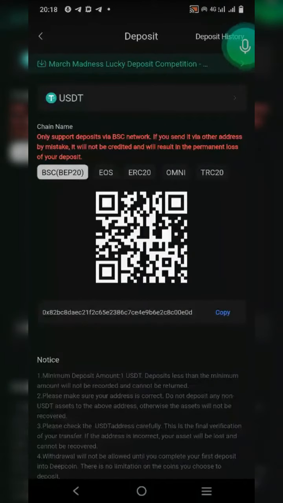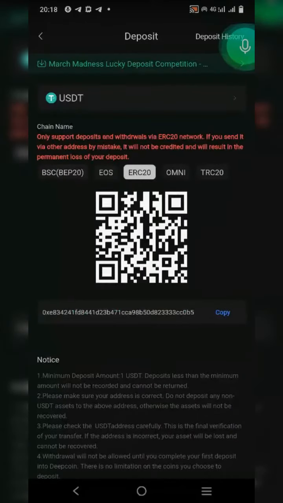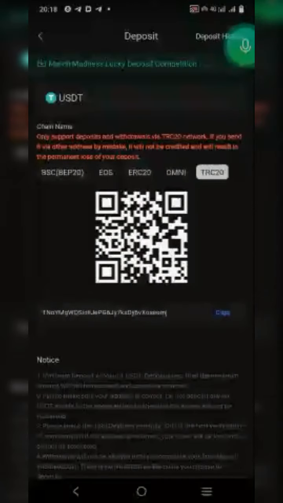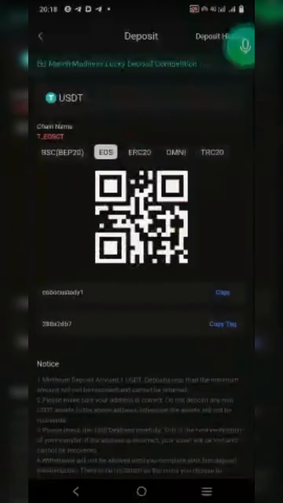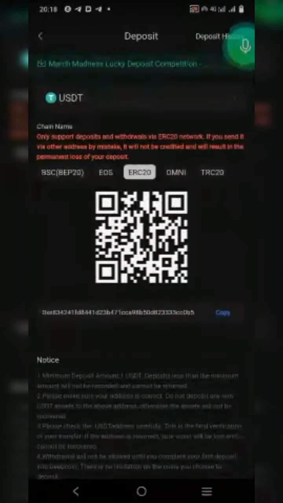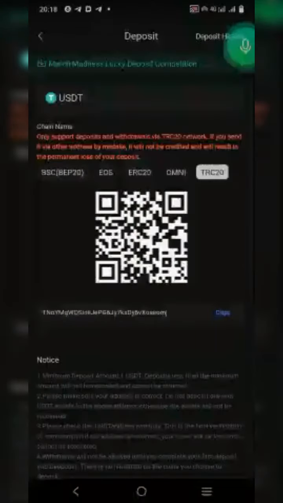USDT is a smart contract. Remember what I said? It's a token on different blockchains. So it is available on Binance Smart Chain. I can decide to deposit if I have USDT on Binance Smart Chain, on EOS, on ERC20, that's Ethereum. When we go into that, I'll explain Omni, TRC, and there are many others. But this exchange only supports these chains. So I mostly use BEP20 or TRC20. I don't really use ERC because of the high gas fee, and same with Omni. So I use TRC and BEP mostly.